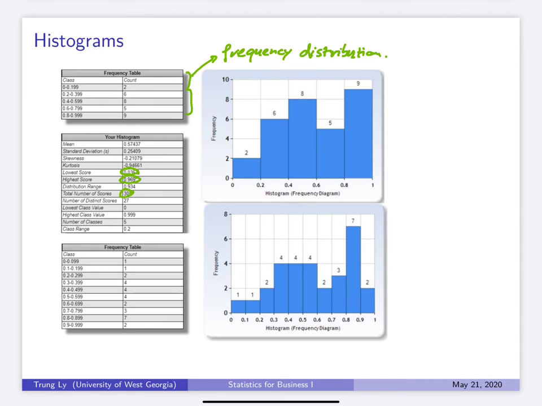Basically, what I did was I divided my data set into 5 intervals, each of which has a width of 0.199. So this table tells me that there are 2 observations whose values are between 0 and 0.199, 6 observations whose values are between 0.2 and 0.399, and so on and so forth. I then use the information to construct a bar chart, which is what we call a histogram.